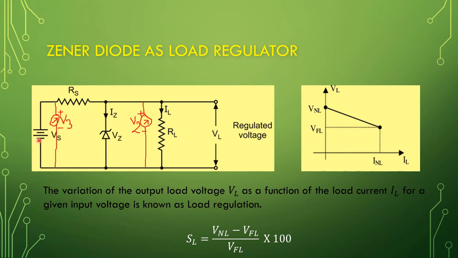First of all, we keep the input voltage Vs fixed at a value which is higher than Vz. Usually this value is 1.5 Vz less than or equal to V less than or equal to 2Vz.